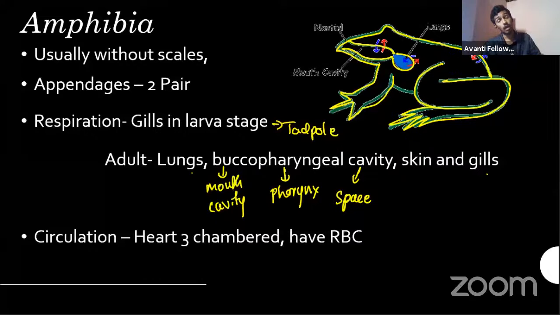And they also exchange gases through the skin. Moist skin. And not only frogs, some of the other forms like Ichthyophis or salamanders, some of them also have the gills. So multiple types will be there. They have all the good things from both worlds. From the water system, they have the gills and the skin. From the upper portion, like terrestrial forms, they have the lungs and the buccopharyngeal cavity.